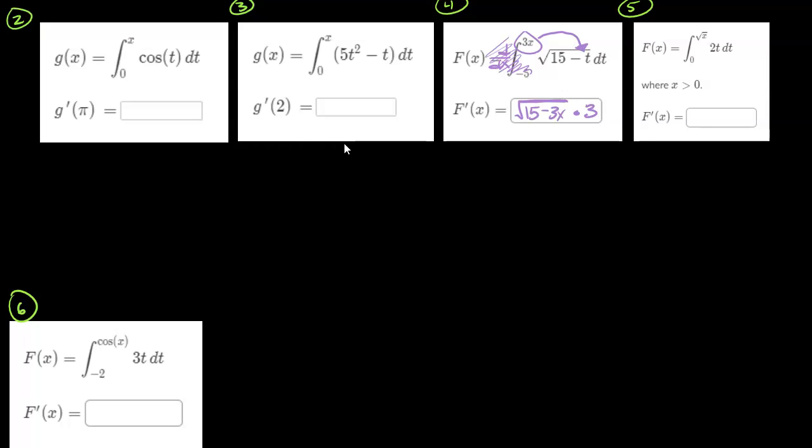The integral from 0 to x of cosine of t dt. Find g prime of pi. Well, that means I have to find g prime of x first. Derivative of the integral: plug in this function in place of that variable. And I know my function is just an x.